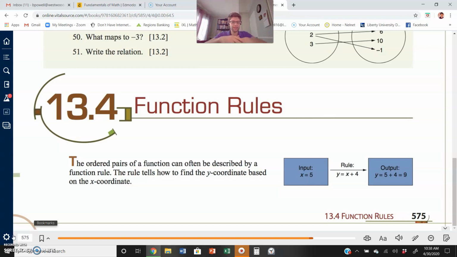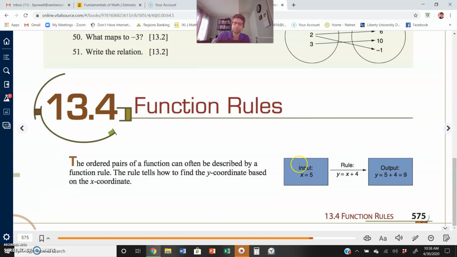All right. So we're beginning on page 575. We are learning about the function rule. The last section we learned what a function was: a group of points, which is called a relation, in which the x value does not repeat. But now we're going to solve functions.